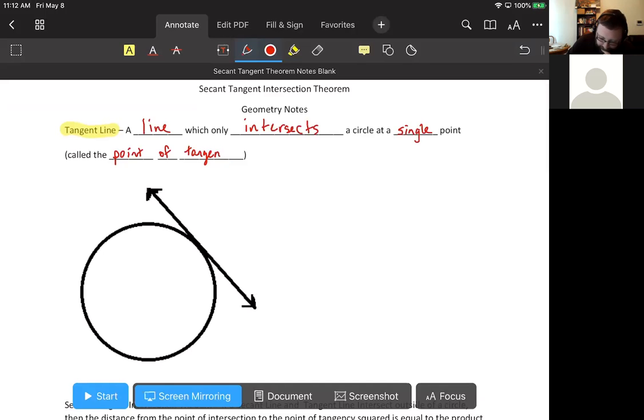I didn't spell that right. Tangency, I think. I could be wrong. That might still be spelled wrong.